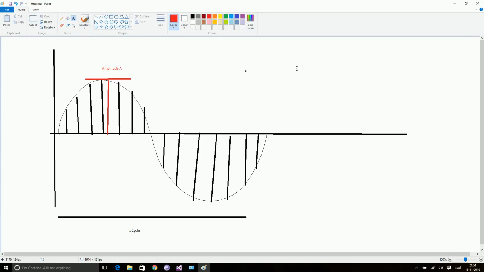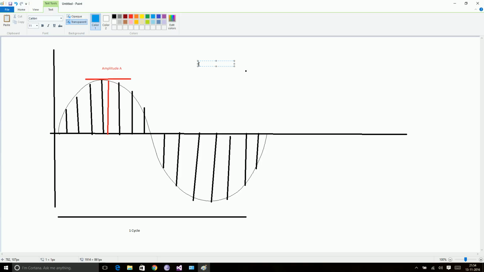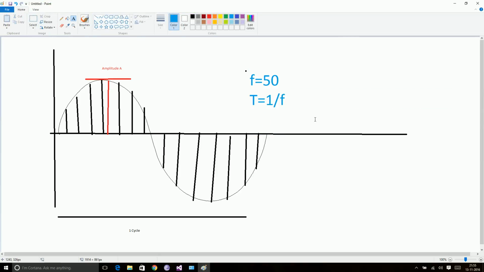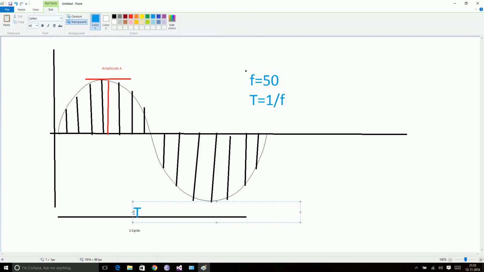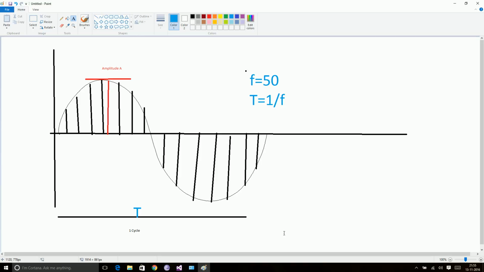The time period, one cycle time period, is commonly known as capital T, which is inversely proportional to the frequency of the signal. So let's assume that the signal has a frequency given by F. Let us say the frequency is 50 Hz. Capital T, or the period, is given by 1 divided by F. So this time period over here is also known as T.